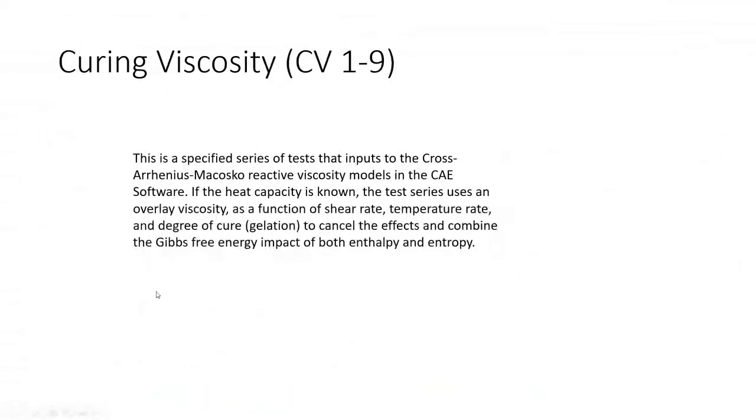First of all, this is a specified series of tests that inputs to the Cross-Arrhenius-McCosco reactive viscosity models inside the CAE software. Okay, big fancy names, but you select Cross-Arrhenius-McCosco, and it's going to ask you for all the individual data points for this. And then if the heat capacity is known, and it better be known because it's important, the test series uses an overlay viscosity as a function of shear rate, temperature, and degree of cure to cancel the effects and combine the Gibbs free energy impact of both enthalpy and entropy.